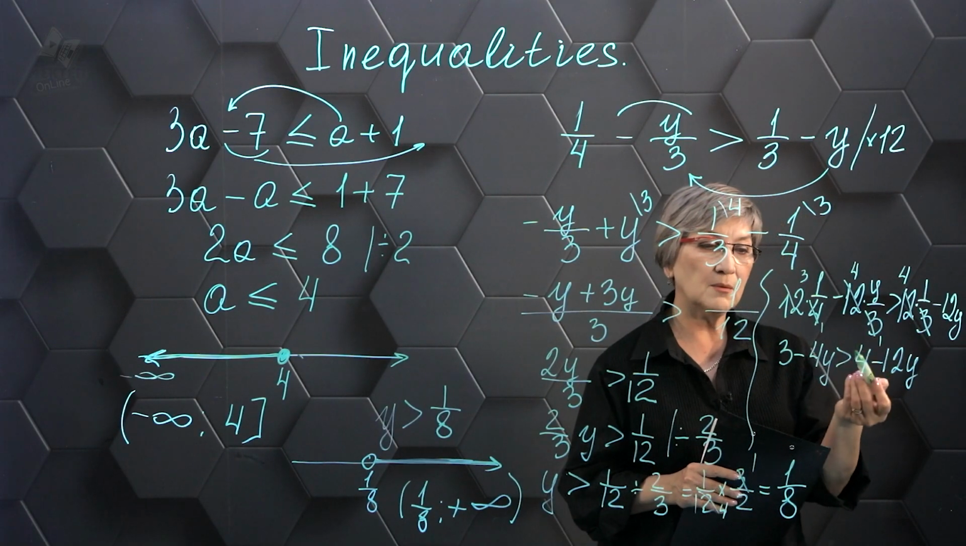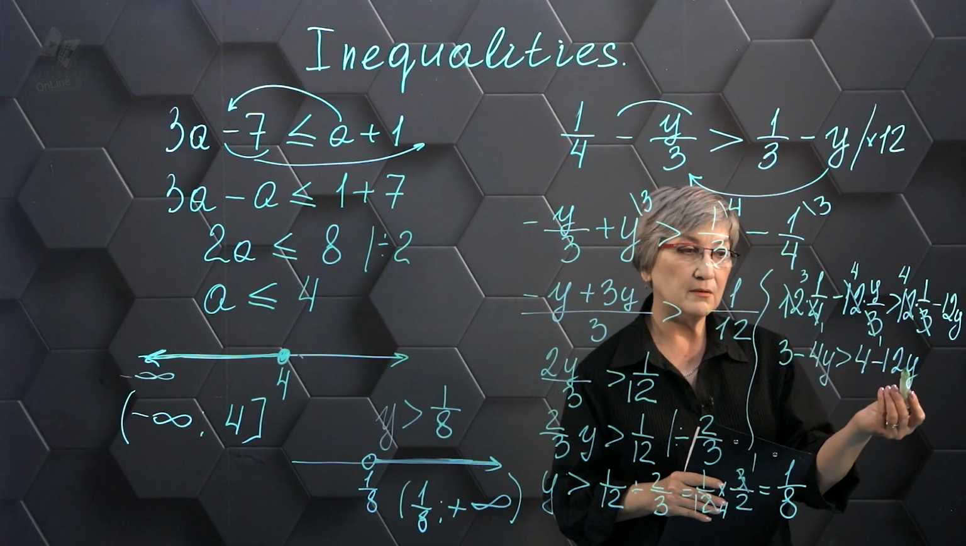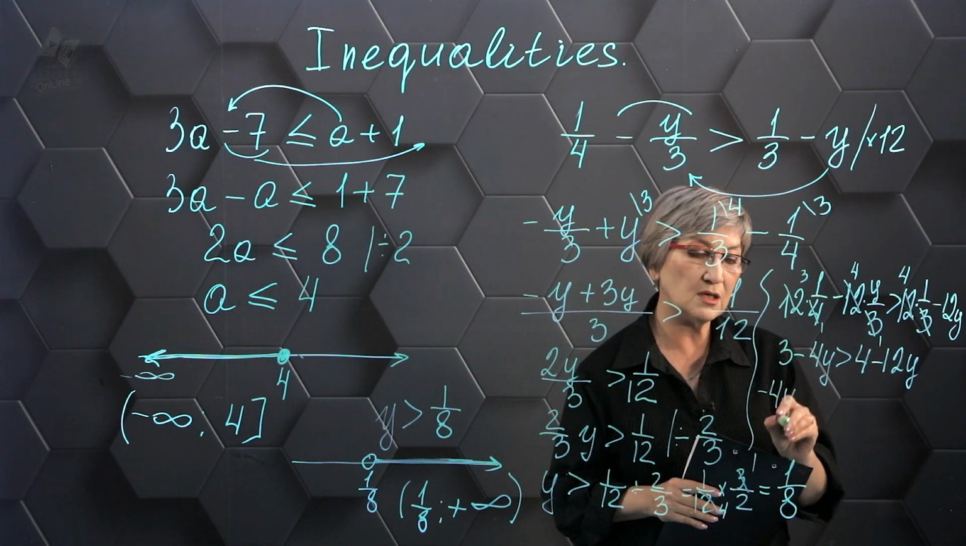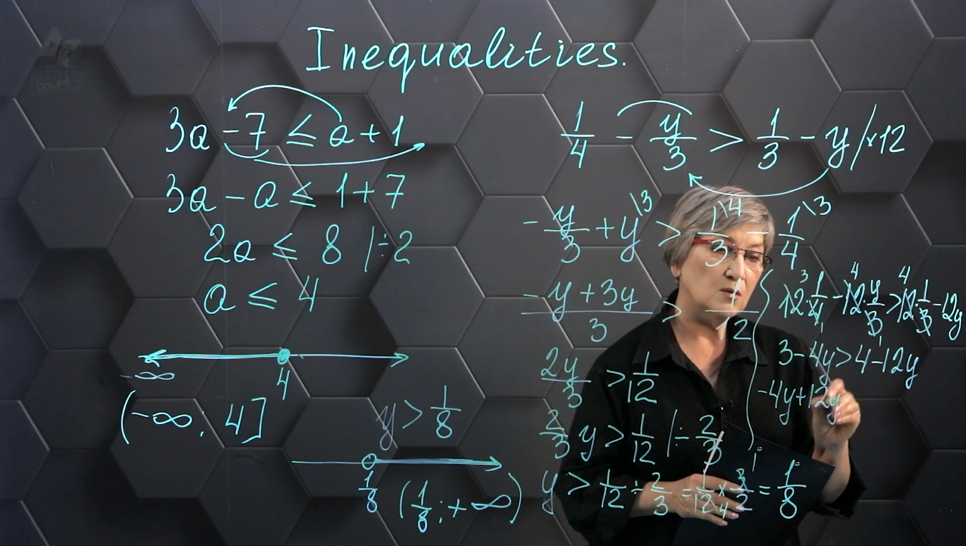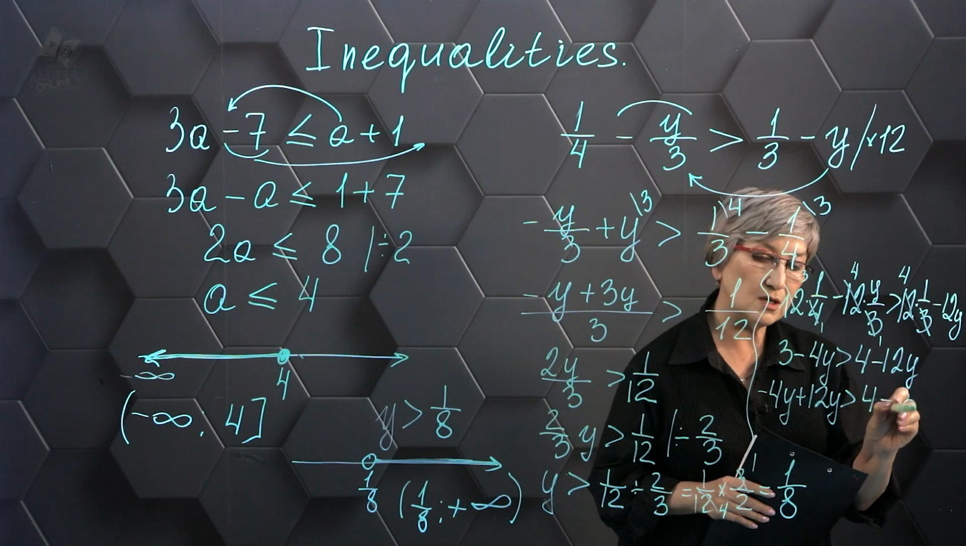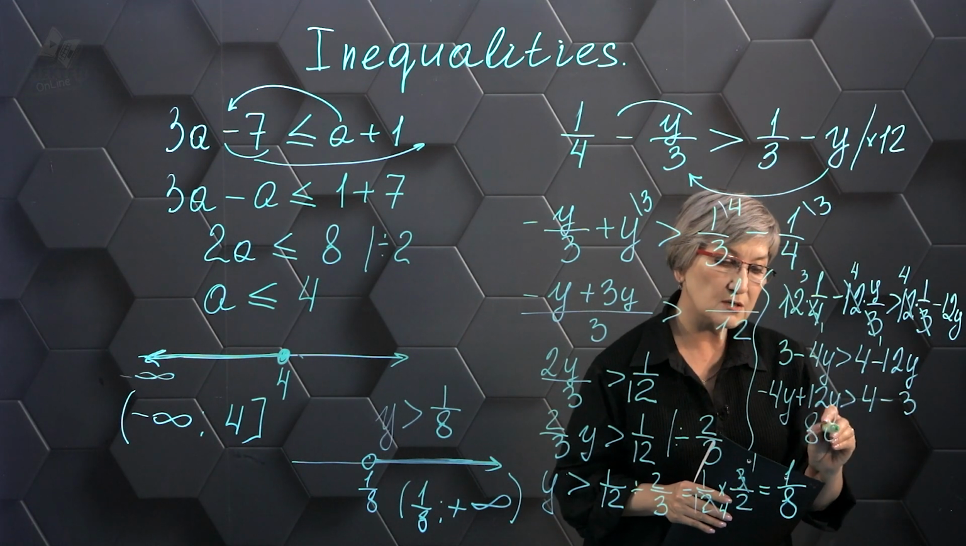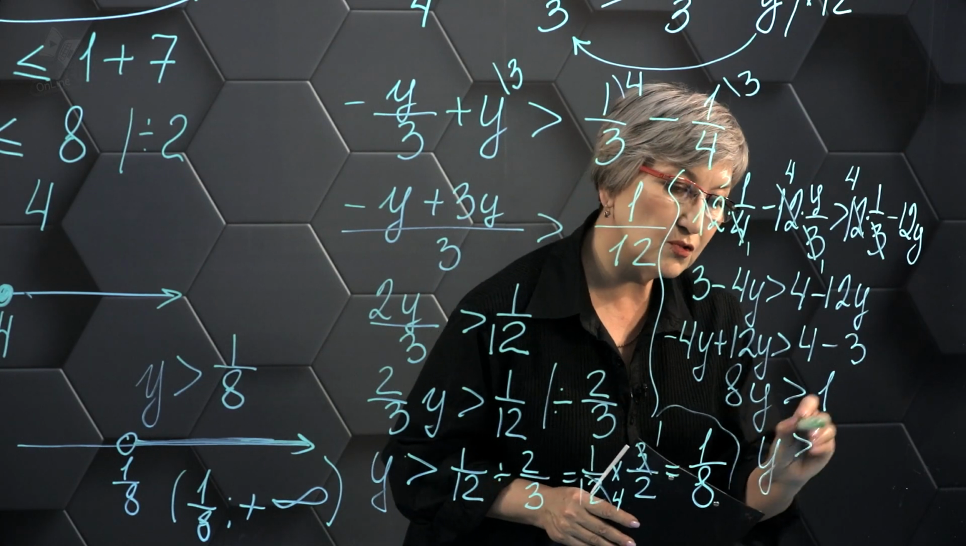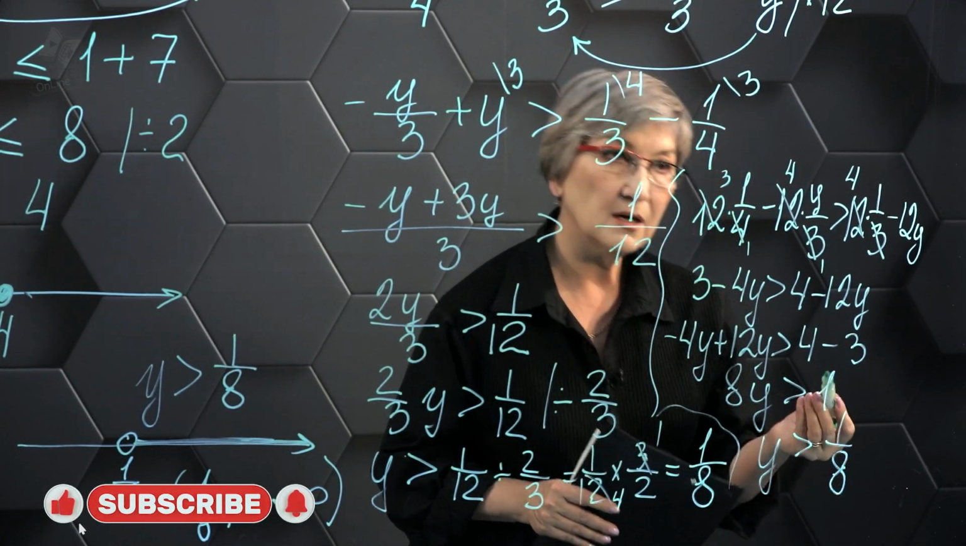Then I can move the minus 12y from the right side to the left side: minus 4y plus 12y greater than 4 minus 3. Then you get 8y greater than 1, and y is greater than 1/8. We got the same answer.